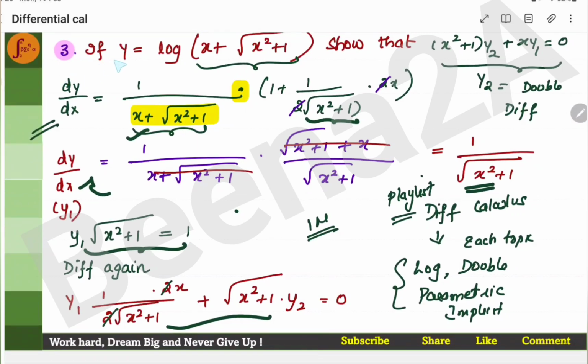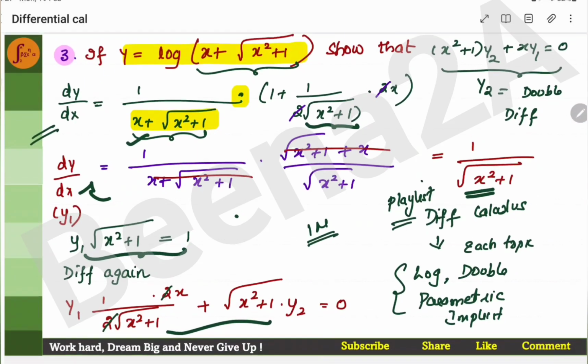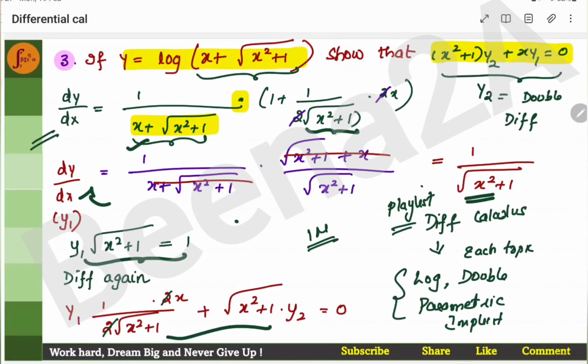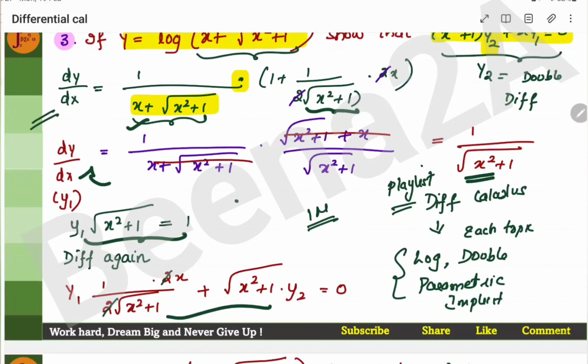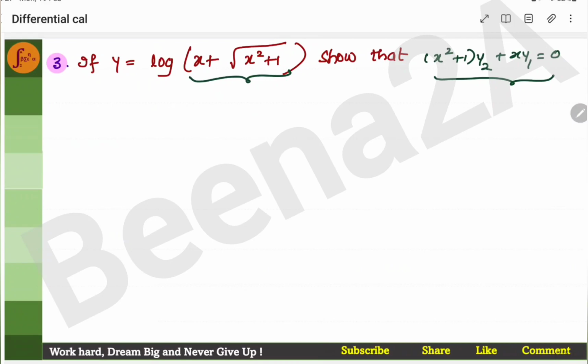Now let's look at the third problem. If y is equal to log of this entire expression, show that this expression is equal to 0. Again, you have to use double differentiation because you have y2 here, right? So we'll try this out. So we have y1, y2. So we'll differentiate first. So we'll get y1. Log of this entire thing. Derivative of log of a function is 1 by x. Instead of x, we have this entire term. We copy it as is.